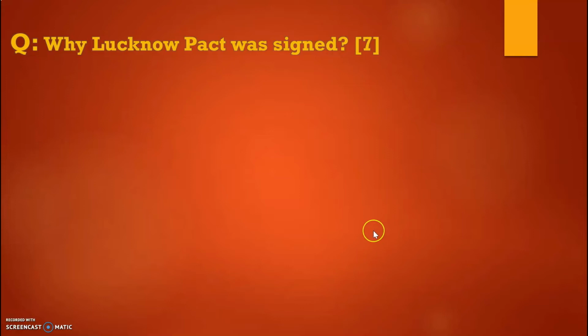So viewers, here we have the second question of the same topic that is on the screen. Why Lucknow Pact was signed, which is a 7 mark question. And as we know that we need to write 3 paragraphs in a 7 mark question. So here we have the very first paragraph in this slide. Let's see what we need to write in that.